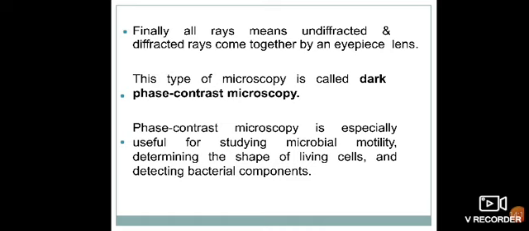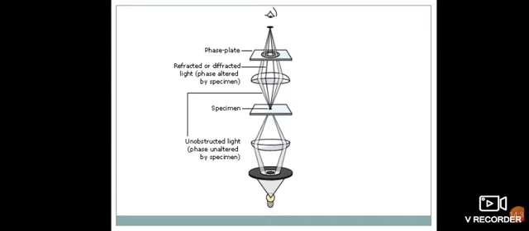So this type of microscopy is called dark phase contrast microscopy. Phase contrast microscopy is specially useful for studying microbial motility, determining the shape of living cells, and detecting bacterial components. So these are just a few uses.